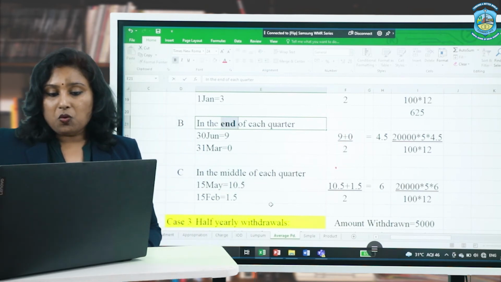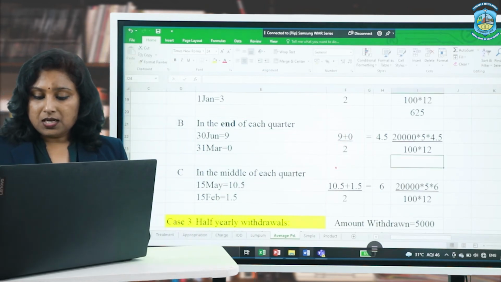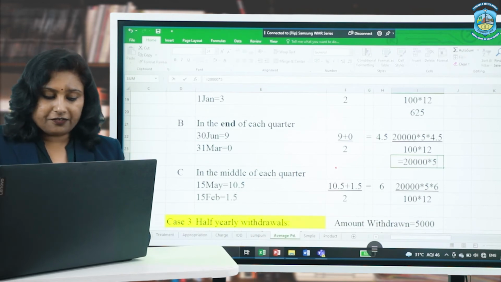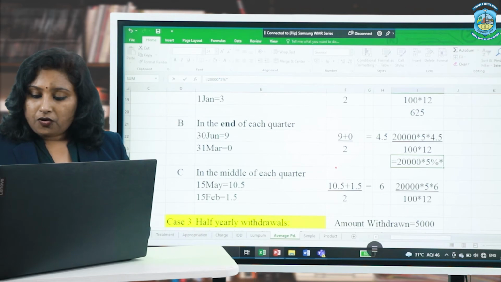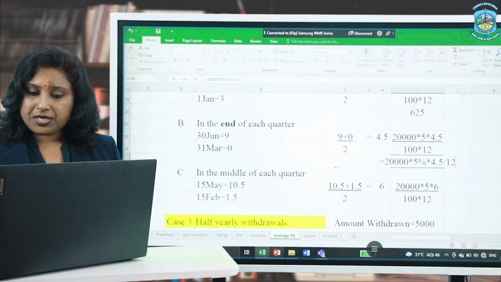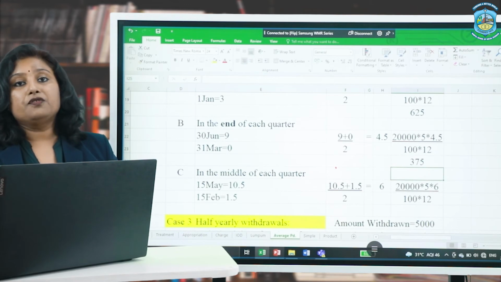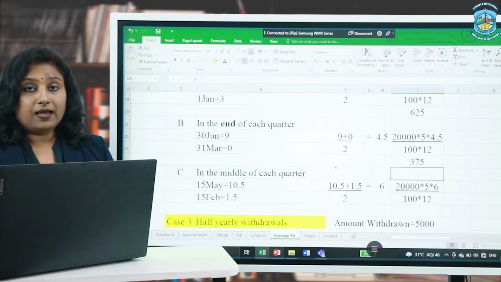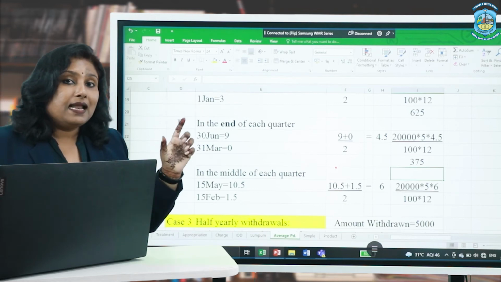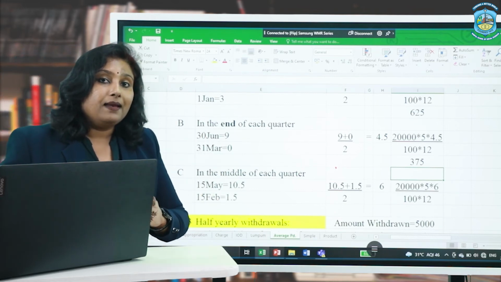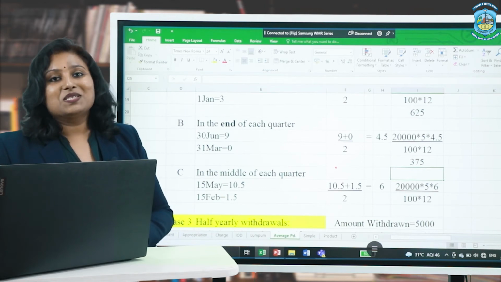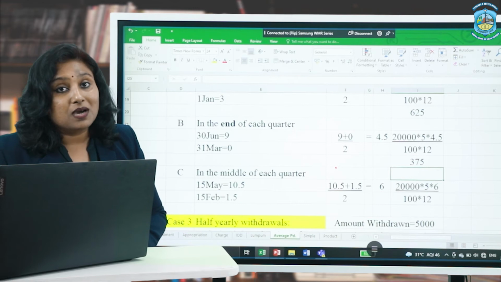So let's see what the amount of interest is. Again on 20,000 at the rate of 5% for 4.5 months we calculate interest, and that gives us an amount of 375. Alright, why? Because the last quarter had gone blank. No interest was charged for the last quarter because the withdrawal was done on 31st of March.